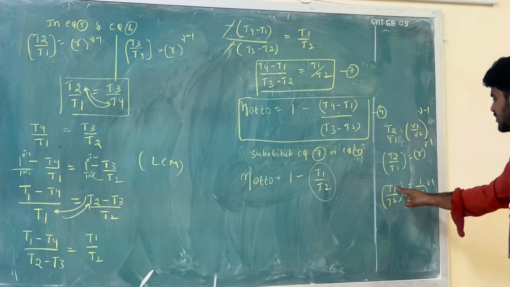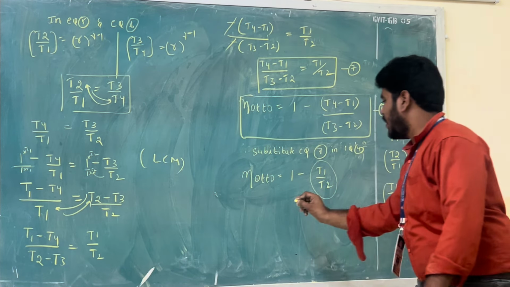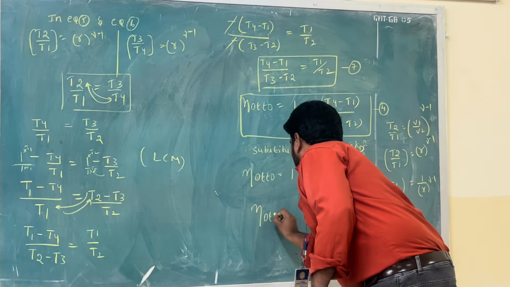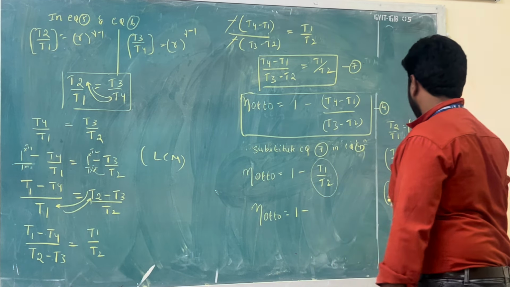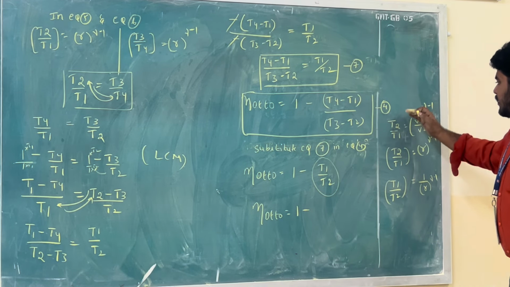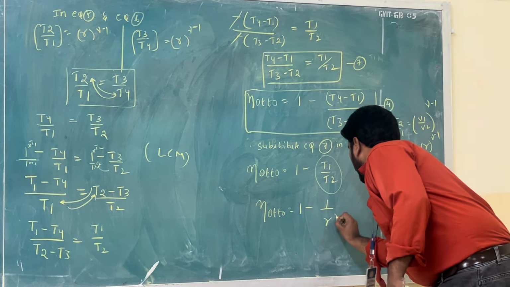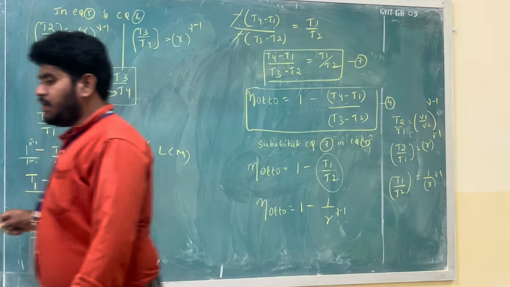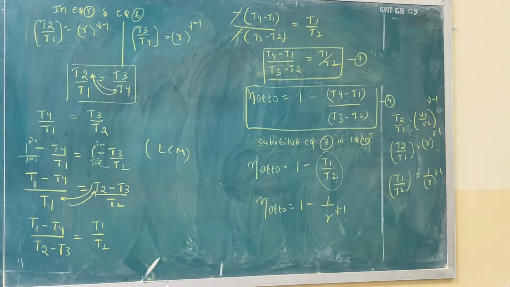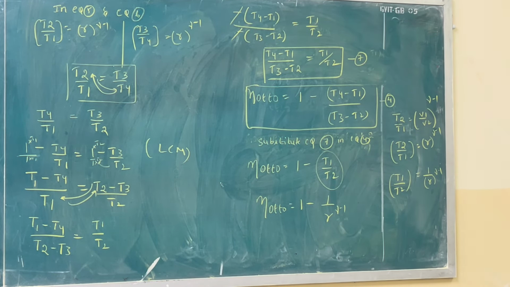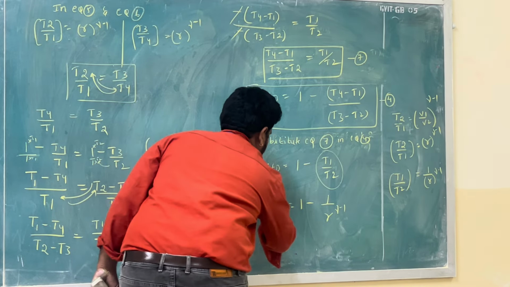Now I will substitute this T1 by T2 here. So I get the efficiency of the Otto cycle as 1 minus T1 by T2. As I did the calculation here, T1 by T2 can be written as 1 by R to the power of gamma minus 1. This is the final efficiency of the Otto cycle.